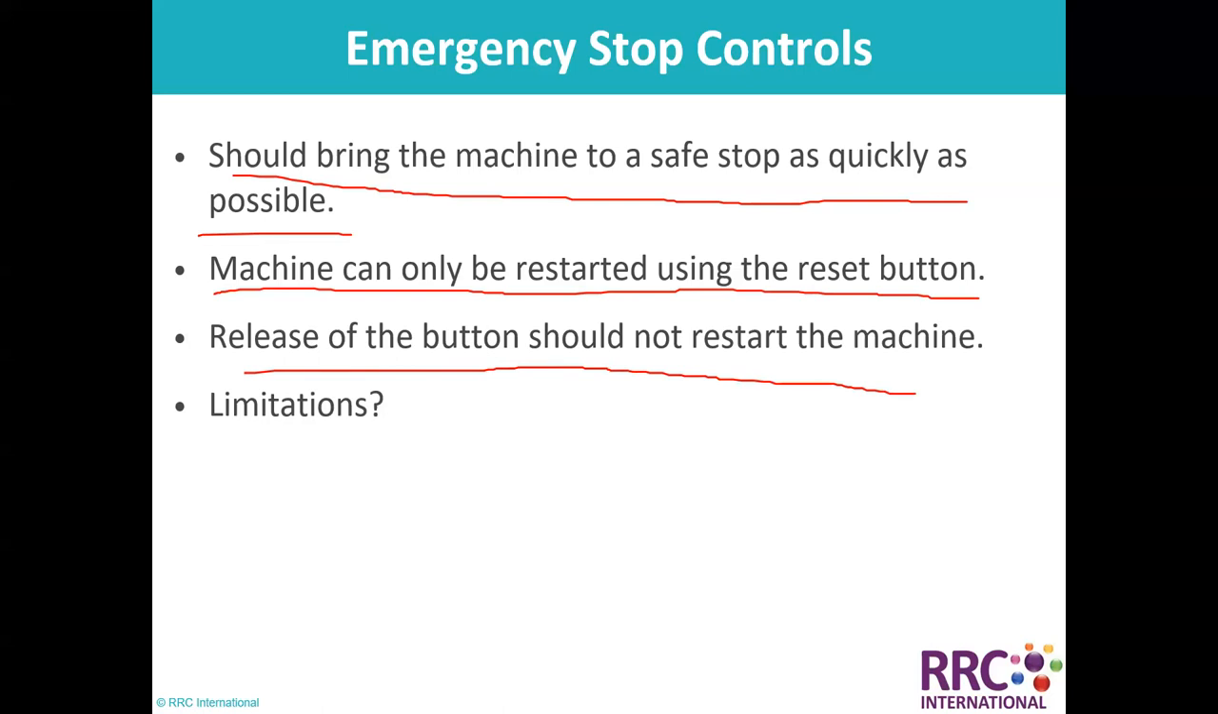What is the disadvantage? The main limitation is, once you see that the machine is going to crush someone, or going to entangle someone, or the person is already entangled, the button has to be pressed. Until a human observes this, this kind of guard is not going to be operable.